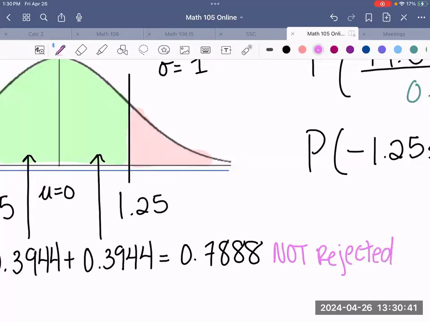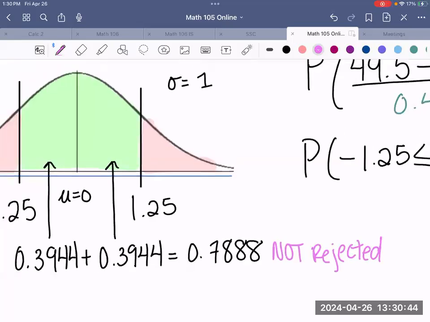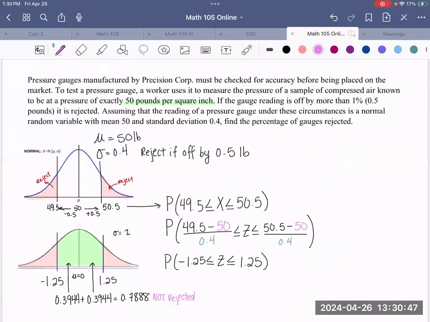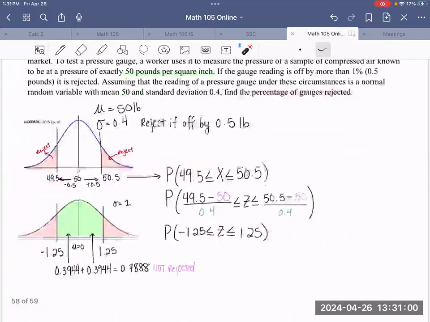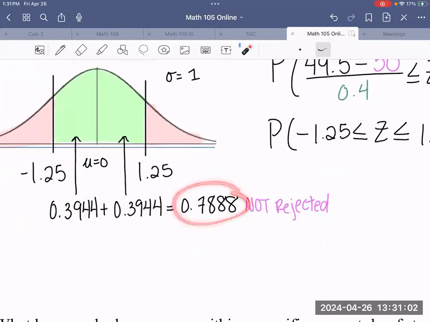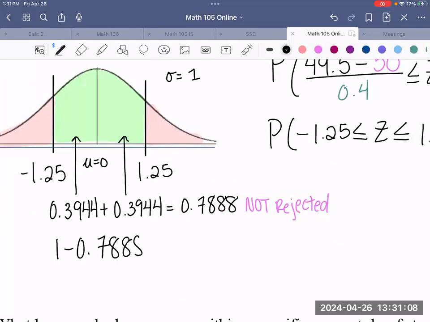Now, is that the amount that we actually need? No, we want to know the percent of gauges that are going to be rejected. So what are we going to do with your probability? Well, if all probabilities add to 100% or 1, then we take this value and subtract it out. 1 minus 0.7888 gives us 0.2112. This would be the percent by which our gauges are rejected.